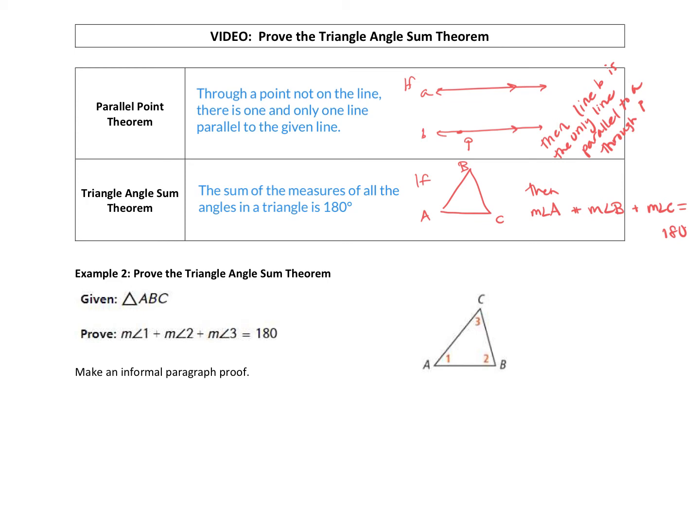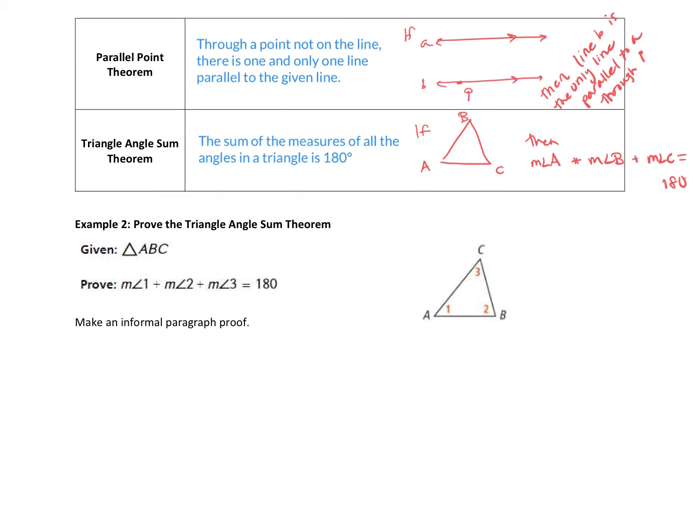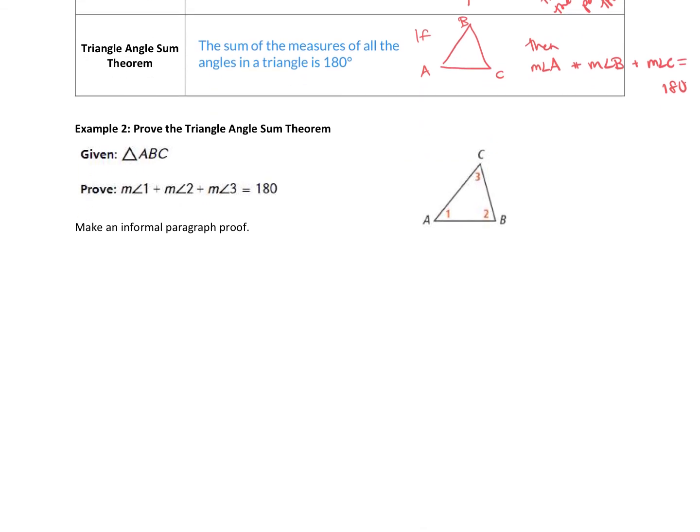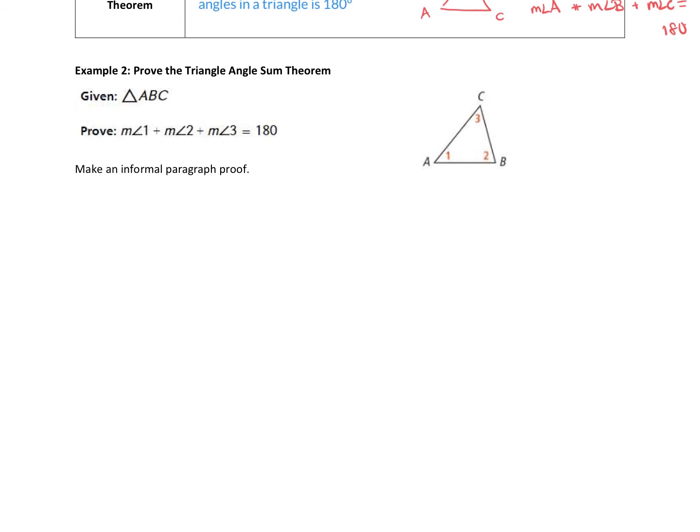All right, so now we're being asked to actually prove that that's true. The three measures inside a triangle will add up to 180 degrees. It says make an informal paragraph proof. So we'll write this out in steps, and then that will make it informal.